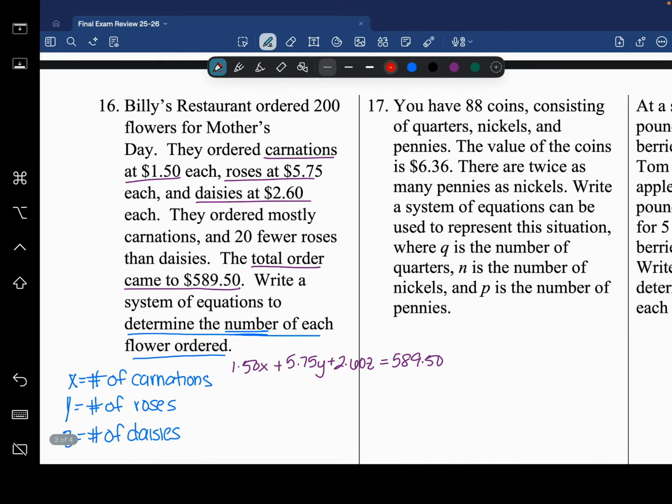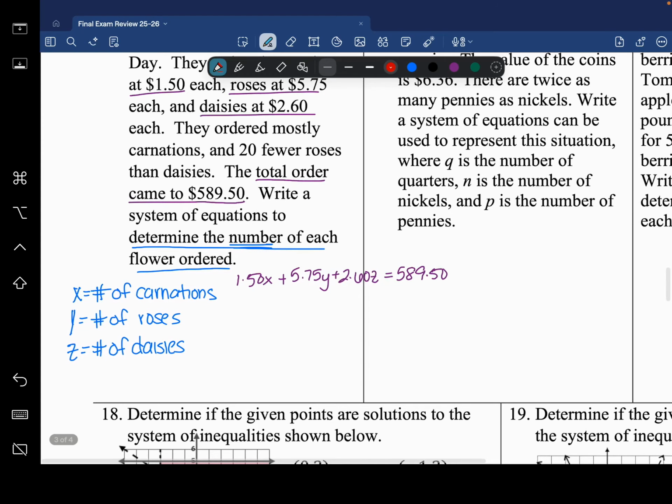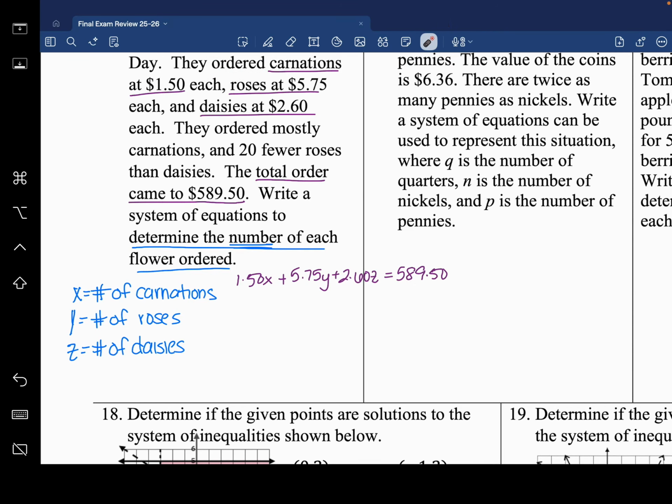Then we do have another total. It says that a total of 200 flowers were ordered. That does not have value attached to it. That's just the number of flowers that were purchased, and that is exactly our variables. X is the number of carnations, Y is the number of roses, and Z is the number of daisies. So that would simply be X plus Y plus Z equaling 200 total flowers.